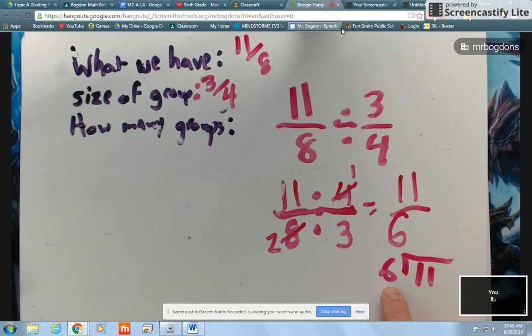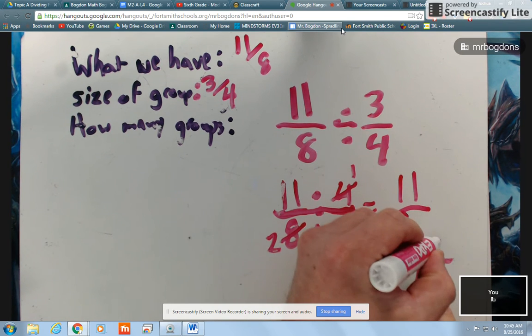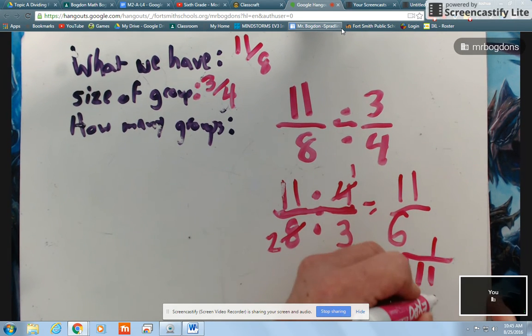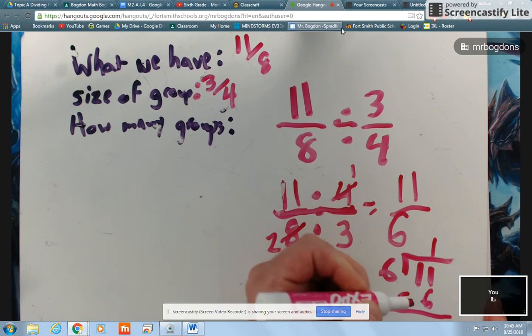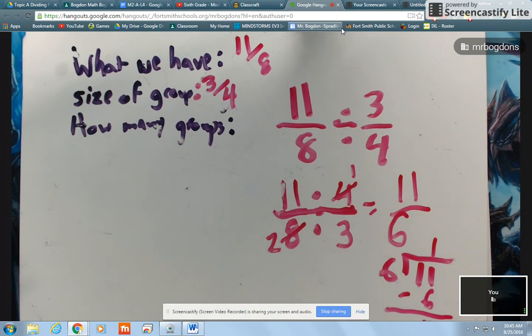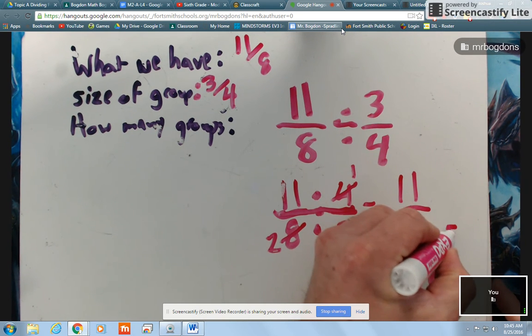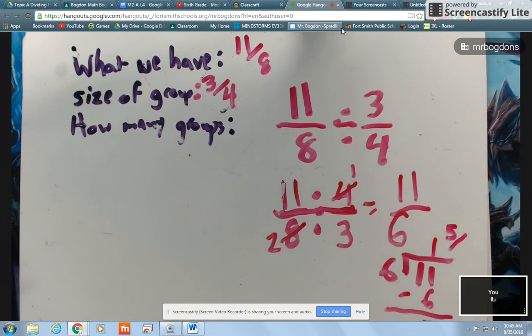How many 6s can come out of 11? Just 1. So I write down 1. I multiply 1 times 6 is 6. 11 minus 6 is? I don't like remainders. I can write it as a fraction. My remainder goes in the numerator. Yes, that is the top, but let's use appropriate language. And then the divisor goes to the denominator.